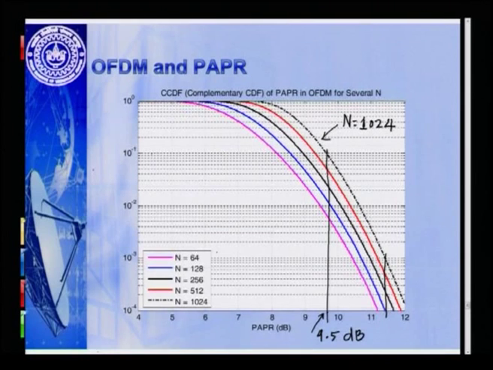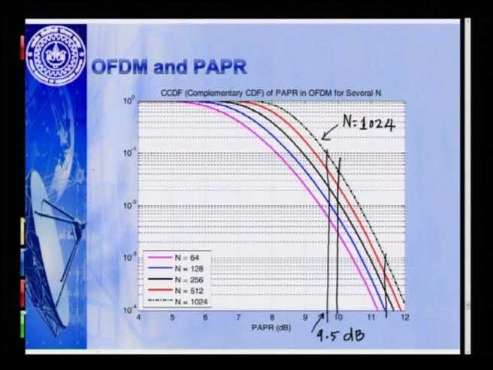So, given a number of subcarriers, what you can find from this is the probability that the PAPR is greater than a certain threshold. In fact, the farther this curve is to the right, the higher the PAPR is. All right. In fact, if you want to look at what the average PAPR is, all you have to do is look at the 50% point. That is, you look at this point here for the N equal to 1024.